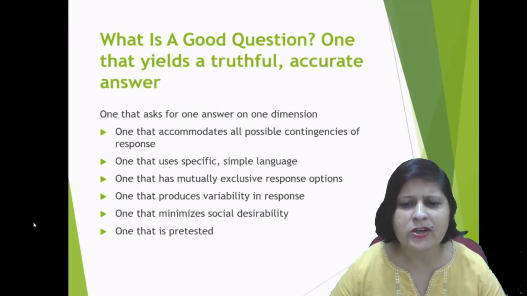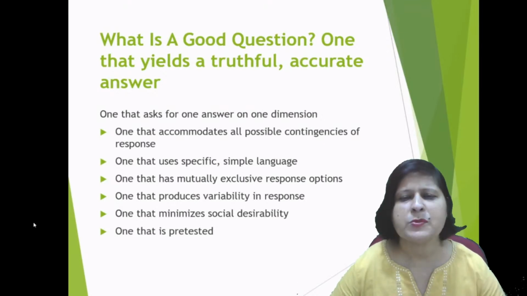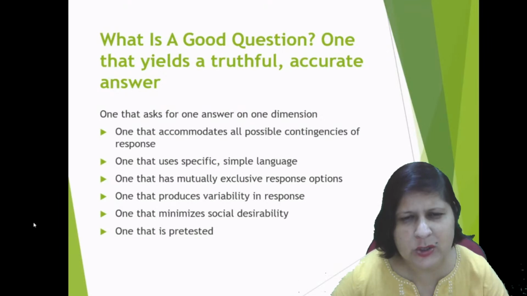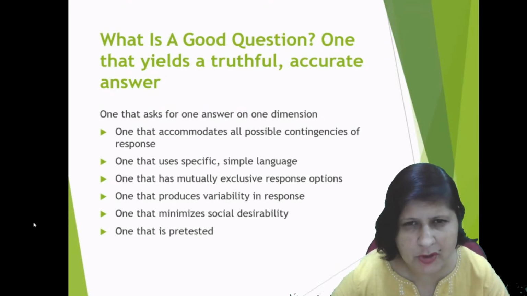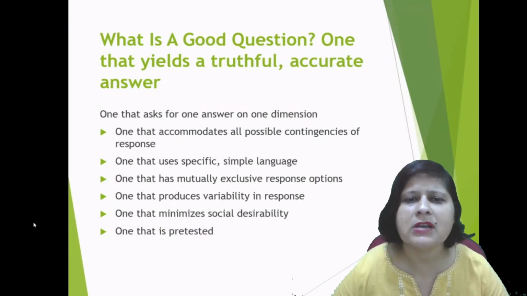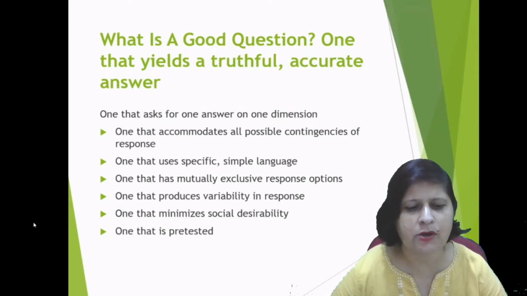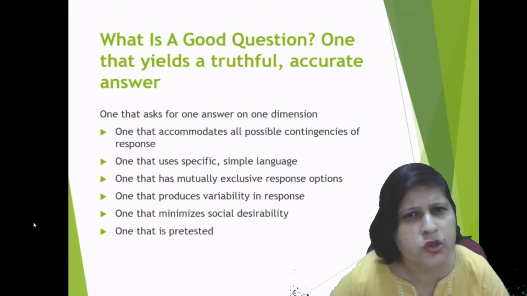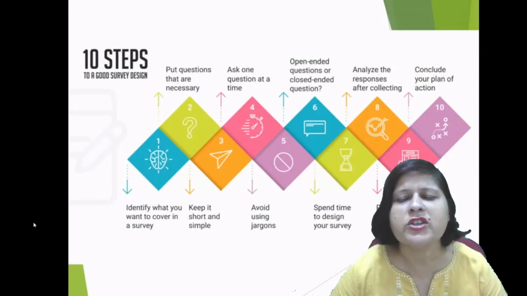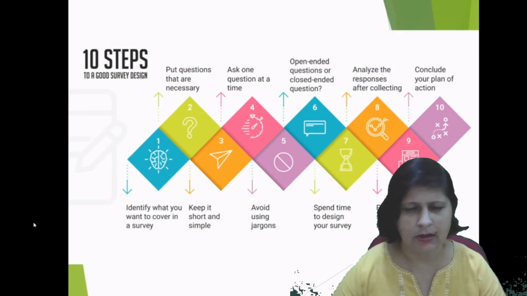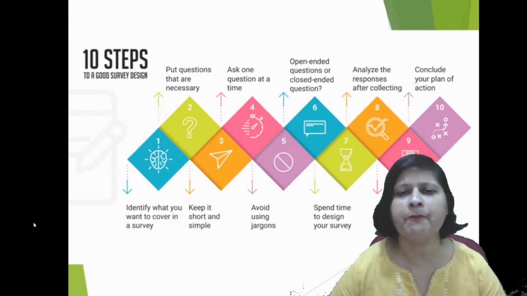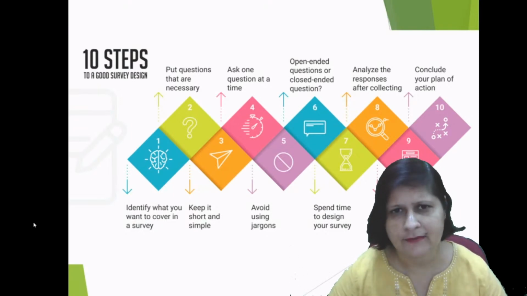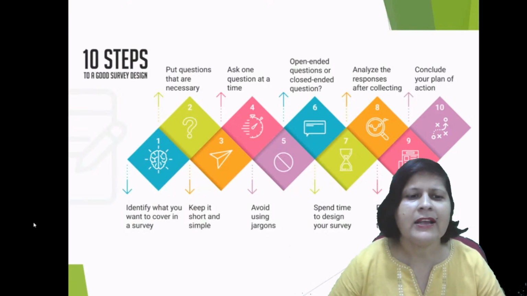So your good question should accommodate all possible contingencies. The language of a questionnaire should be specific, simple, with mutually exclusive response options. It produces variability in responses. It minimizes social desirability, and the questionnaire should be pre-tested, reliable and valid.